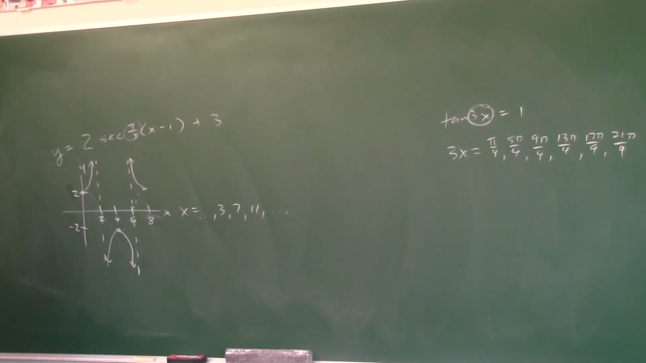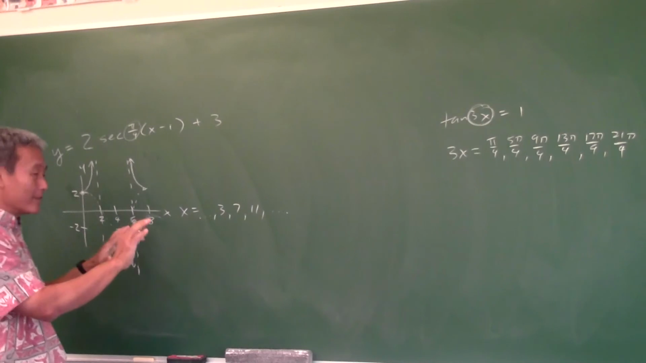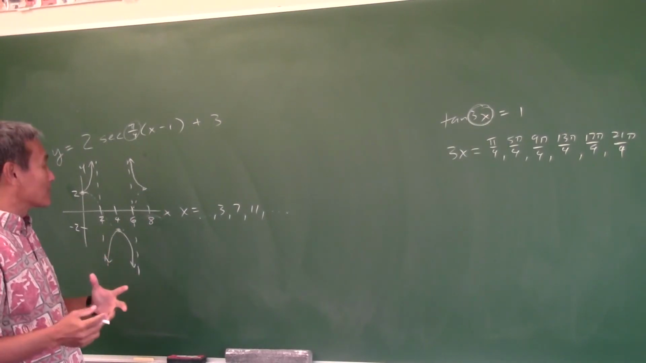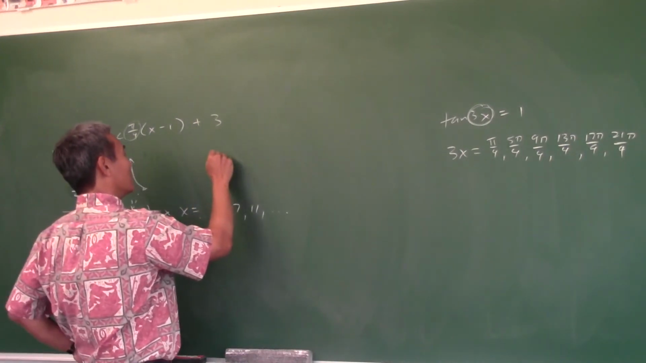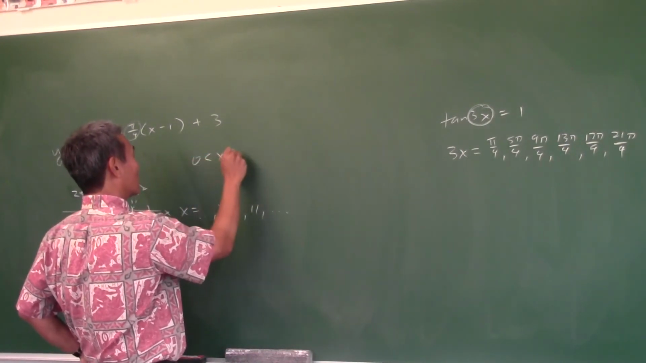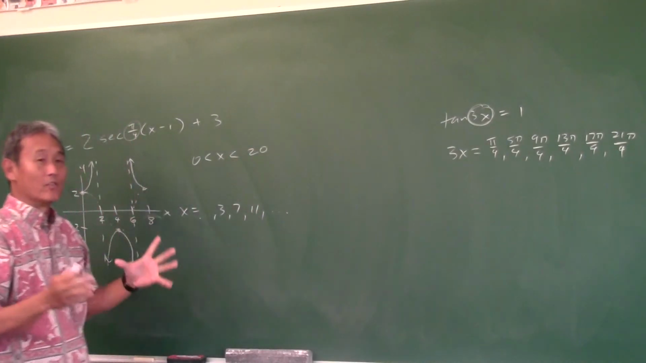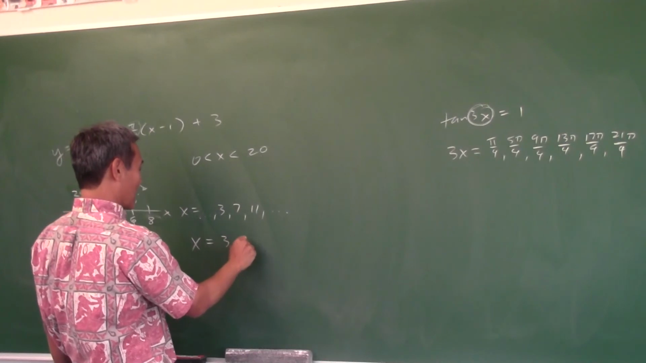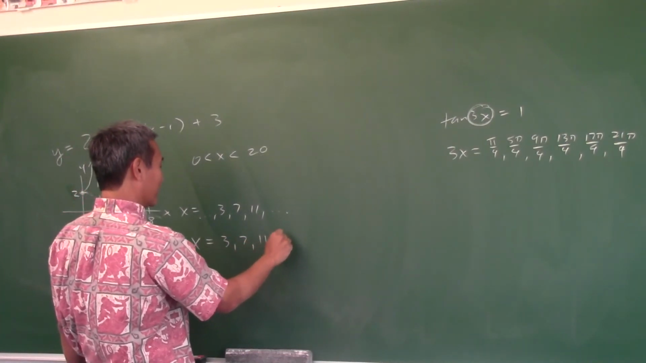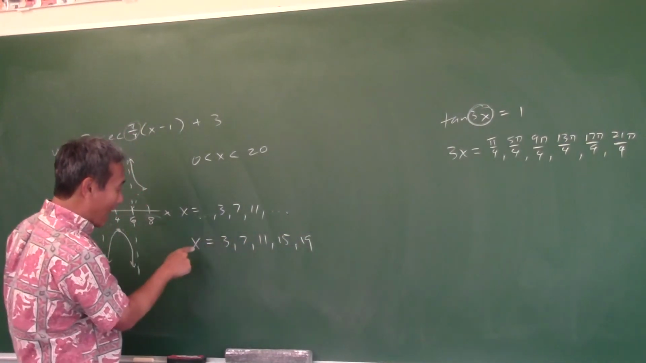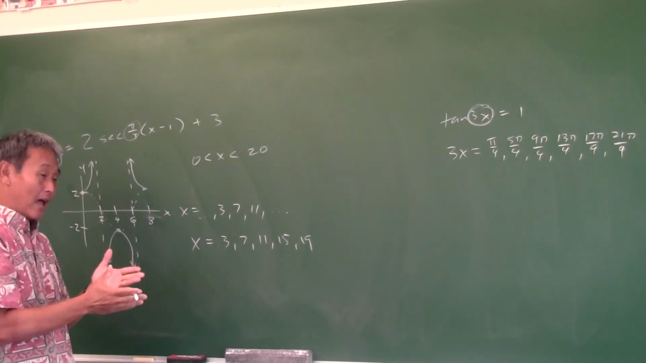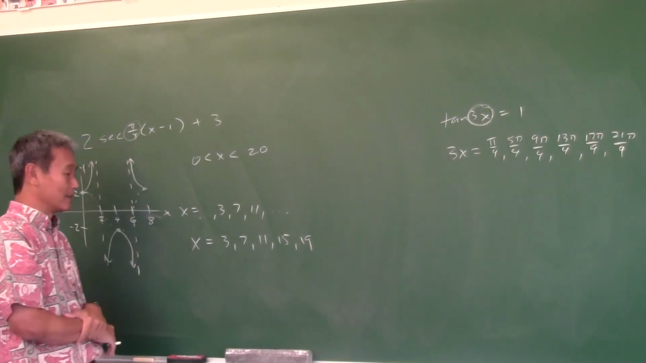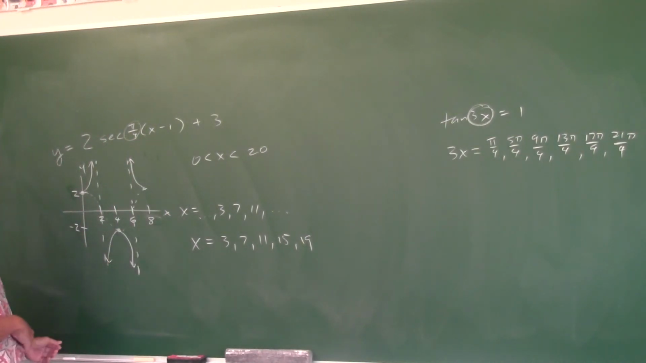Now, in this event, they're not going to have an infinite number of answers. So they'll probably ask you, find all the vertical asymptotes between x equals 0 and 20, say. Or something. They'll give you a range. So then you would say x equals 3, 7, 11, 15, 19. And you have to have x equals because a vertical asymptote is a line, right? So you have to give the equation of a line. So that's the basics of trigonometry right there.